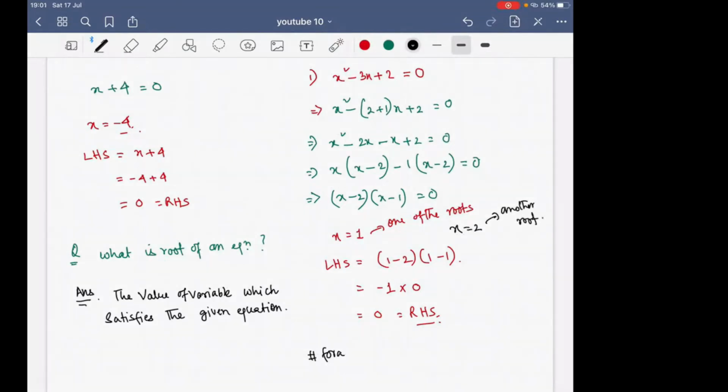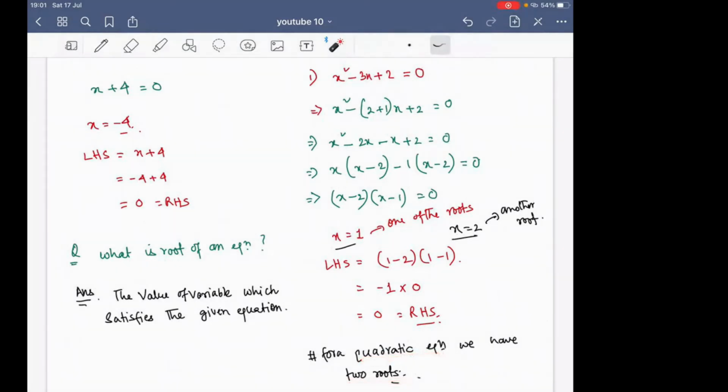How many roots do we get now? X is equal to 1 and x is equal to 2. There are two of them, right? So from this example, from solving x square minus 3x plus 2 is equal to 0, the point that we should note is, for a quadratic equation, how many roots do we have? Two roots. So quadratic equation, two roots.